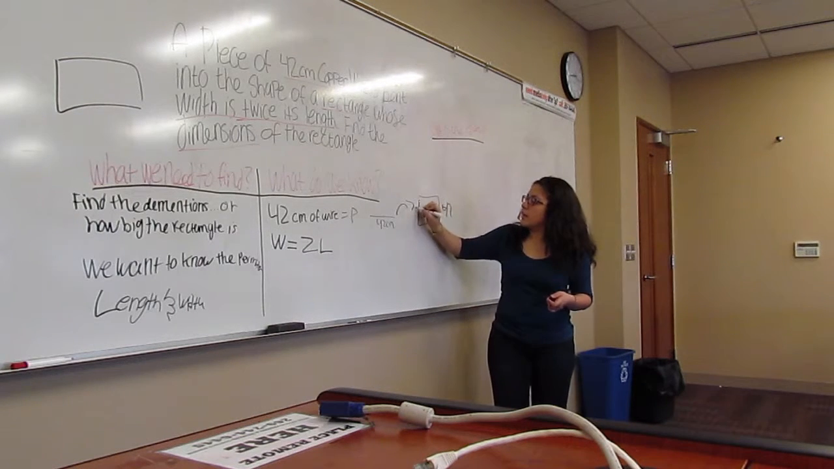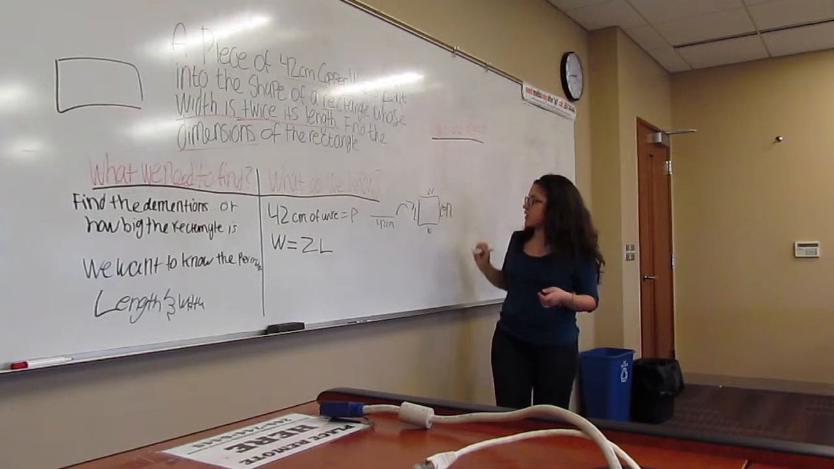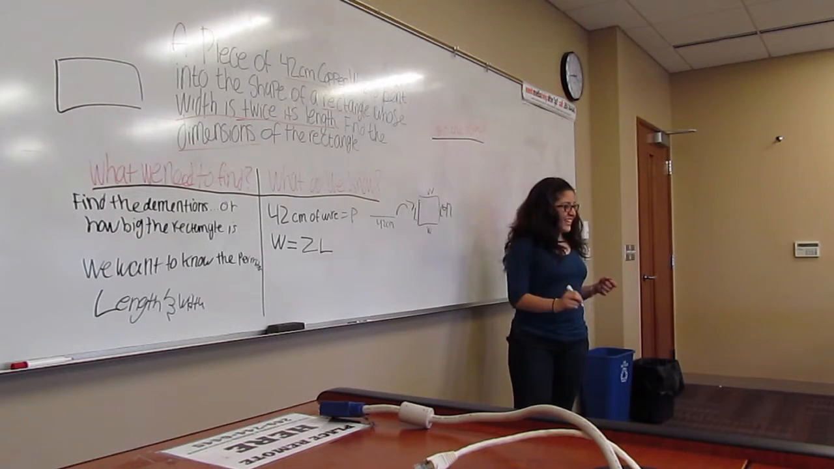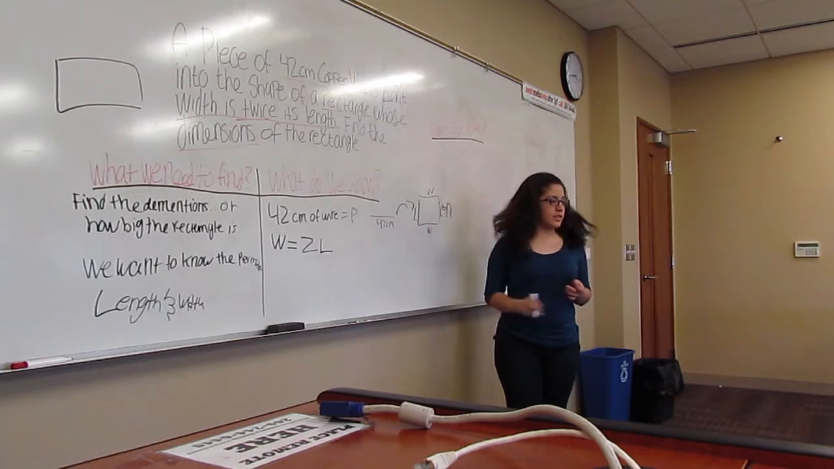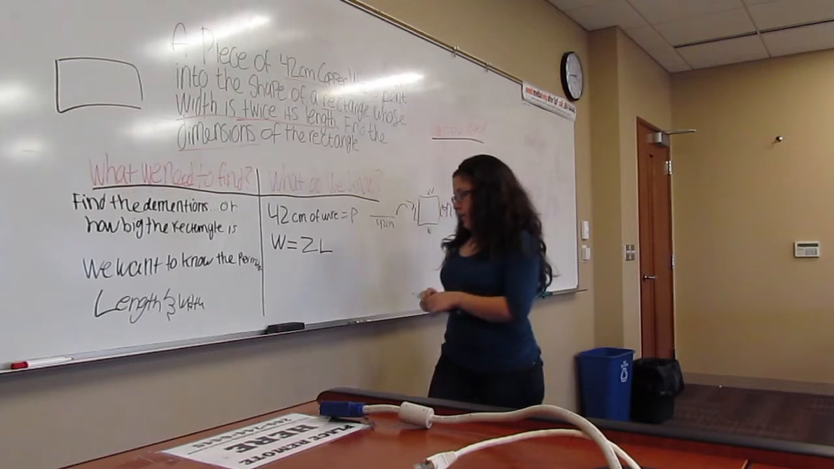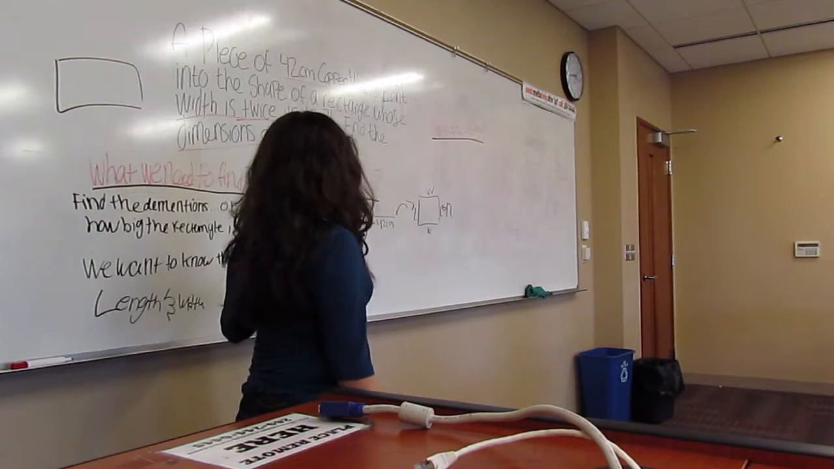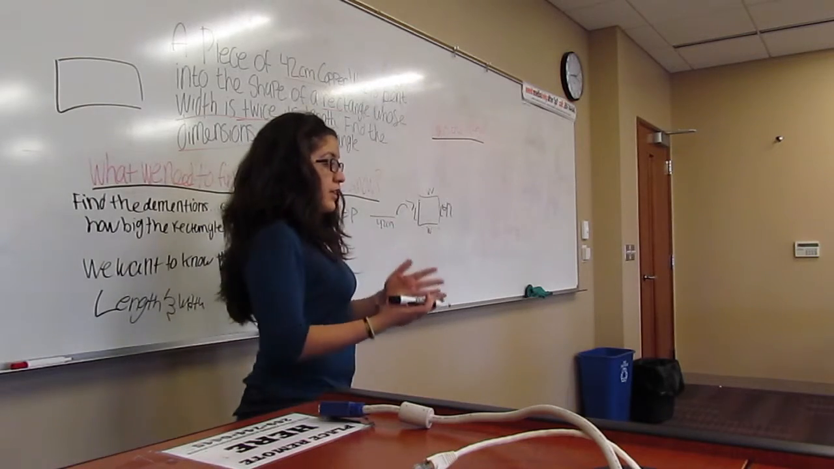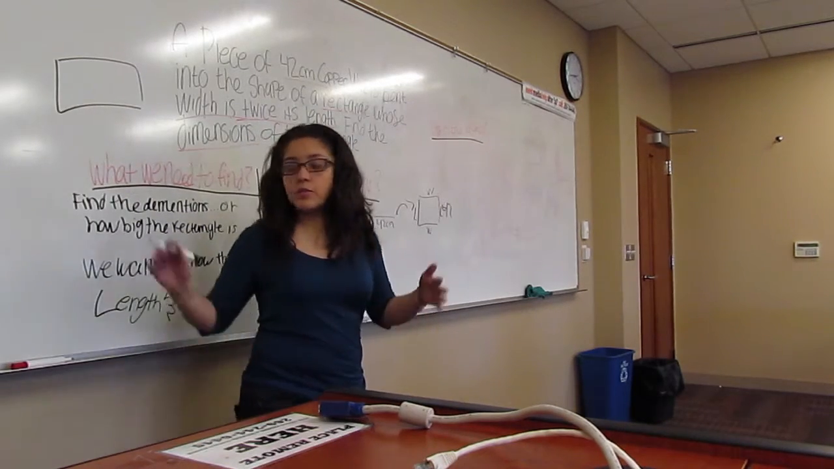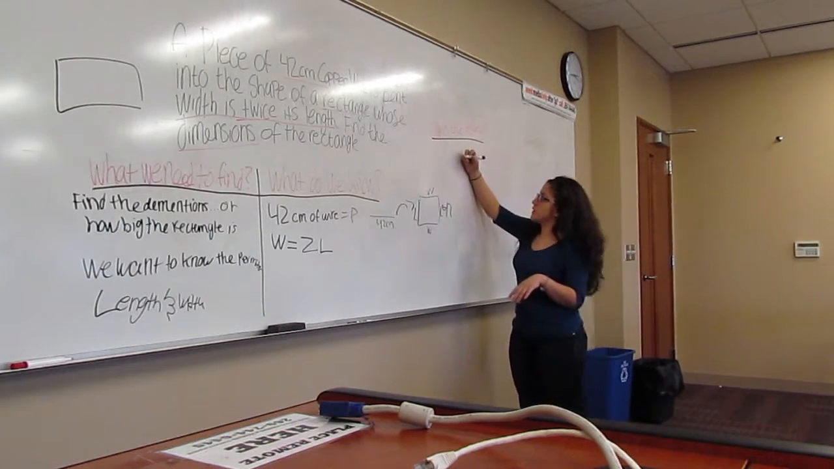42. And by adding length, width, and length, we can get to the 42, right? Does that make sense to everybody? Okay. So now we're going to make this into an equation. And we already decided that we're going to use the perimeter, right? Perimeter equation. So, Victoria, can you read the perimeter equation to me?